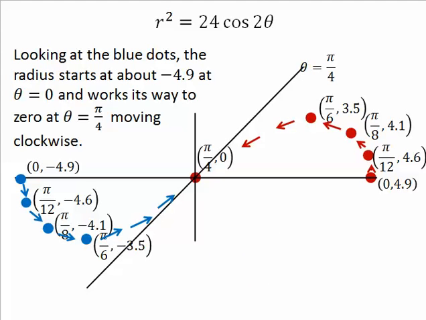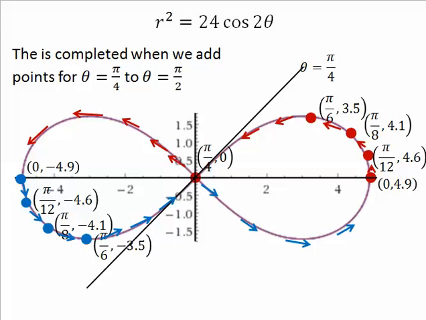Meanwhile, with the blue dots, the radius starts at negative 4.9 when theta equals 0, and works its way also to 0, this time moving in a clockwise direction. And the graph is completed when we add the points for theta being pi over 4 to theta being pi over 2.